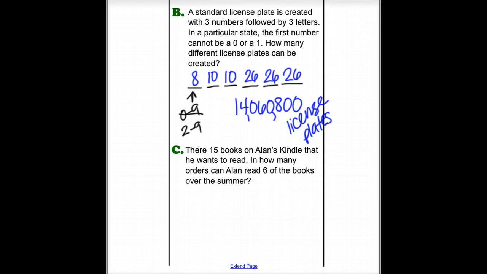Now in example C, there are 15 books on Alan's Kindle that he wants to read. In how many different orders can Alan read 6 of the books over the summer? Some of you might argue that it doesn't matter what order you read the books in, you're still going to get the 6 books read. But the key phrase here is how many different orders, which tells me order matters. So this is where we get more into that formula. Order matters, so it's a permutation. We have 15 books to choose from, and we're going to read 6. So it's 15 factorial over 15 minus 6 factorial.